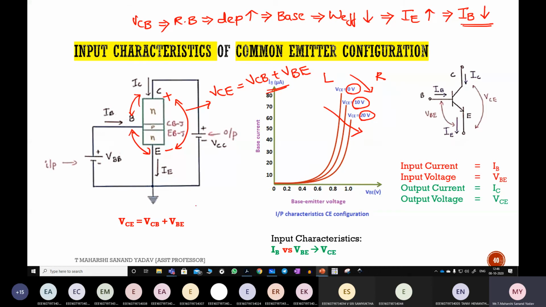So here one more notation: IE and IC currents will be in milliamperes, whereas IB will be in microamperes. Base current is very small, that's why I'm considering it as micro. Micro means 10 power minus 3 or 10 power minus 6? Minus 6. Milli means 10 power minus 3.